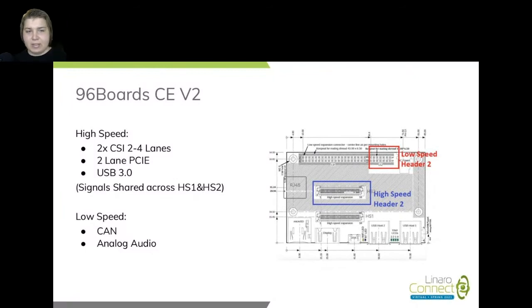Two days ago, the 96Boards CE Spec version 2 was introduced. It features a new high-speed connector, high-speed header 2, which will feature 2 CSI with 2 to 4 lanes, 2 lanes of PCIe, as well as USB 3.0 shared across high-speed header 1 and high-speed header 2, and CAN bus and analog audio on the new low-speed header. Those are optional, but they give you more flexibility if you want to design a product, a mezzanine.